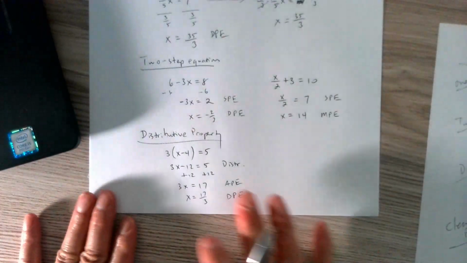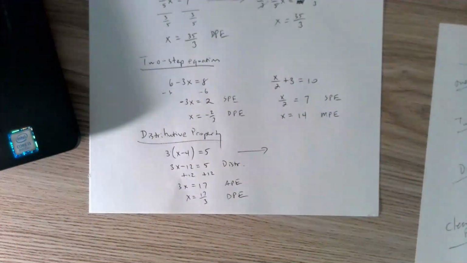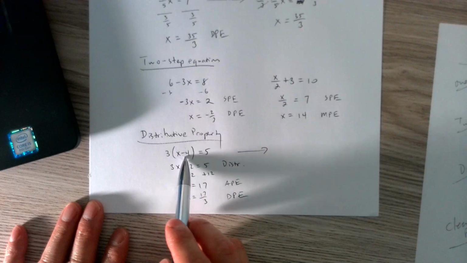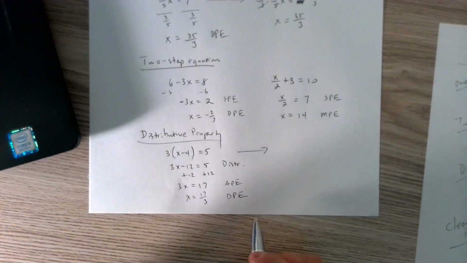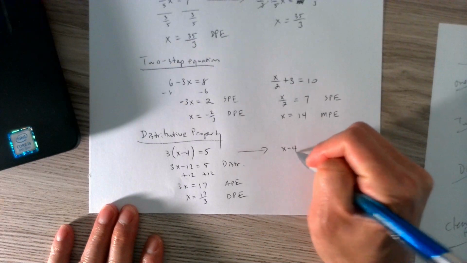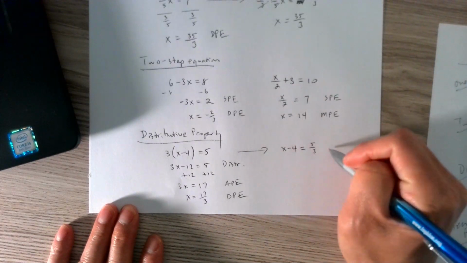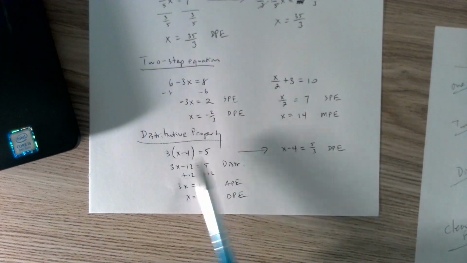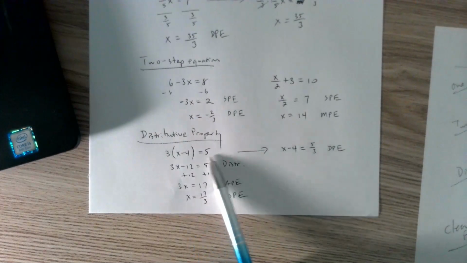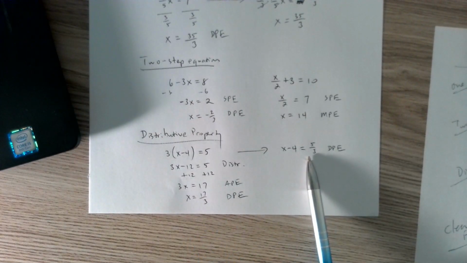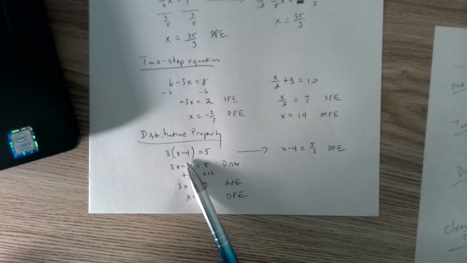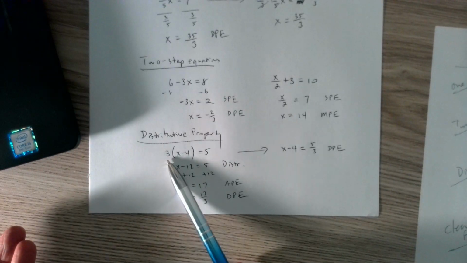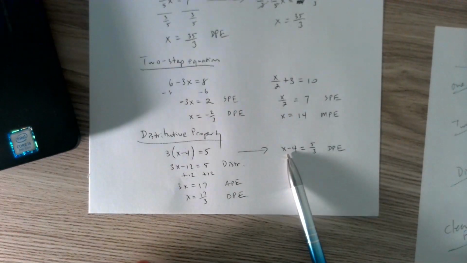Okay, the other way of doing this one, instead of multiplying that 3 into the x minus 4, I'm going to use DPE and divide both sides by 3. Okay, I divided both sides by 3. That canceled out this 3, and then on the right side you see I have 5 over 3 now. Now that also got rid of the parentheses, because the only reason we have the parentheses here is because we're being multiplied with 3. But since I took 3 out of the picture, don't need parentheses anymore.